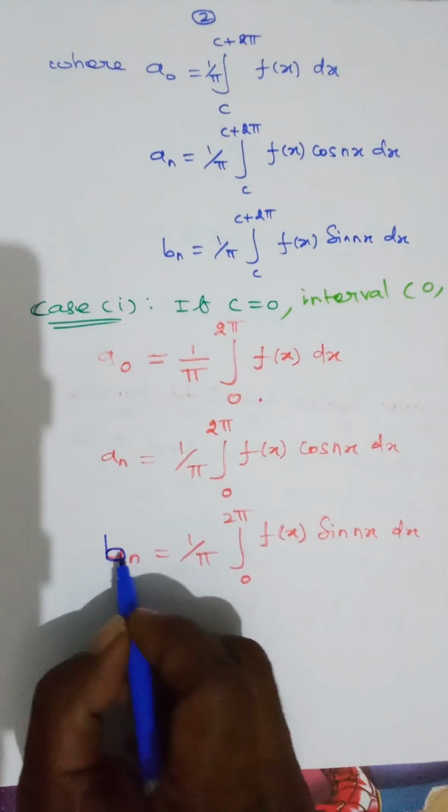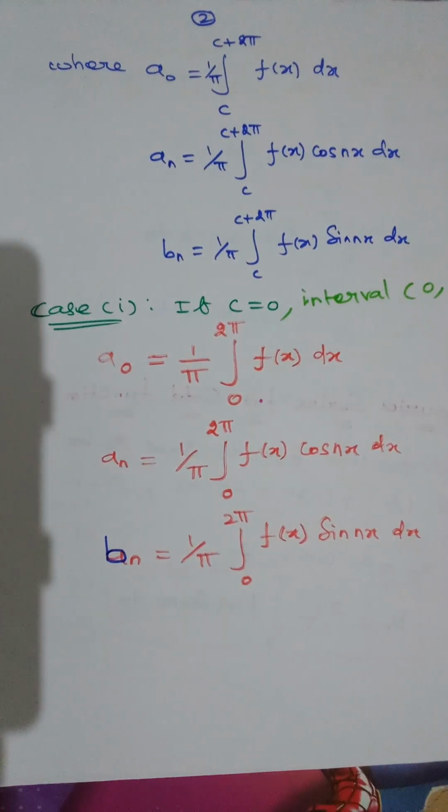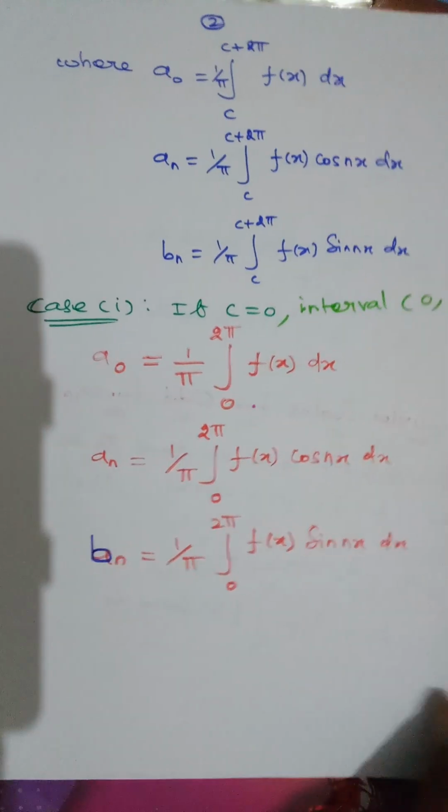Last one, it is bn, isn't it? So bn is equal to 1 by pi integral 0 to 2 pi f of x sin nx dx. So please remember, this is the formula. These are the Fourier constants a naught, an, bn in the particular interval 0 comma 2 pi. Okay, now we move to the next one.